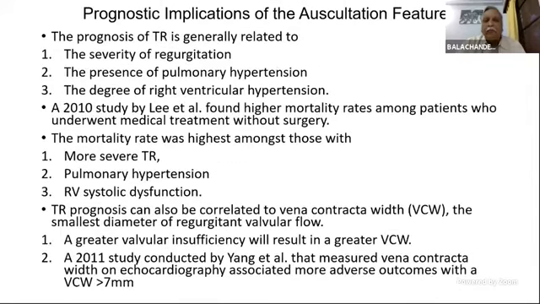Next slide. What are the prognostic implications of these features? It will be related to the severity of regurgitation. Naturally, it will be related to the presence of pulmonary hypertension and right ventricular hypertrophy. As far as TR is concerned, the mortality is highest among patients with severe TR and pulmonary arterial hypertension. But as far as low pressure TR is concerned, it's the RV systolic dysfunction which determines the prognosis of these patients.